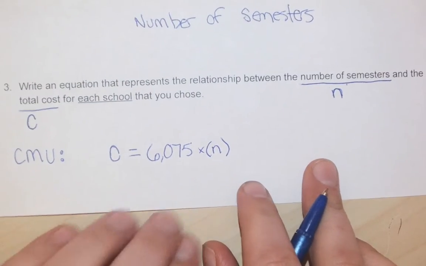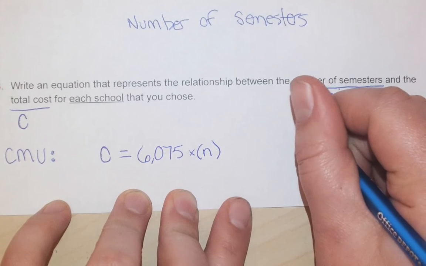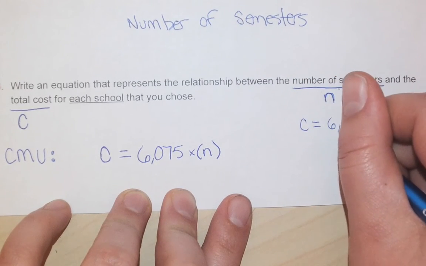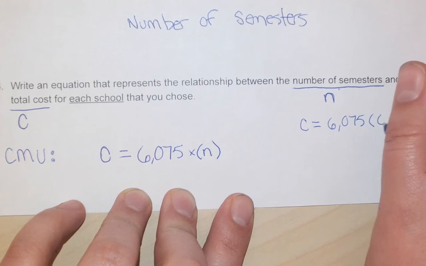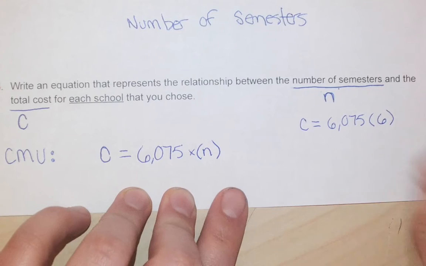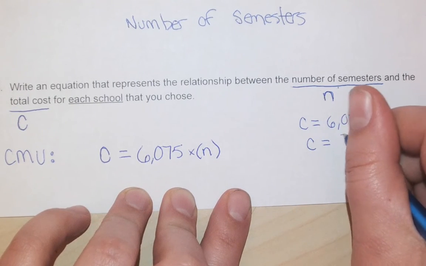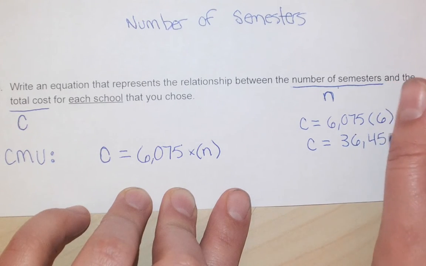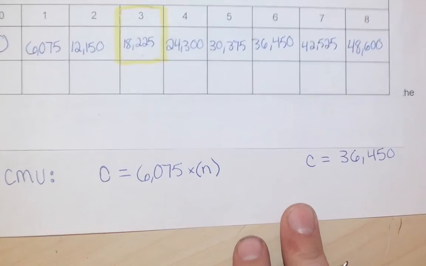And I can check my work too to see if this would make sense. So let's use the situation I just said. Well, what is the cost to attend for 6 semesters? So I'm going to substitute that number 6 in for n. When I actually do the multiplication here, I get 36,450, and that matches what is shown in my table.